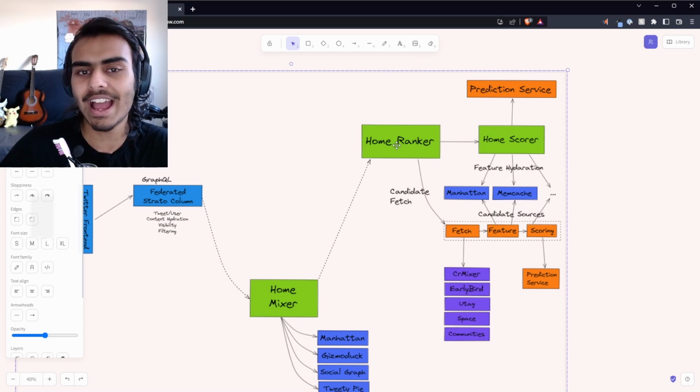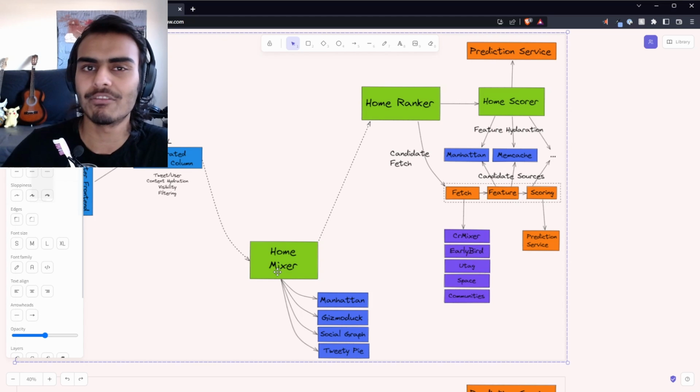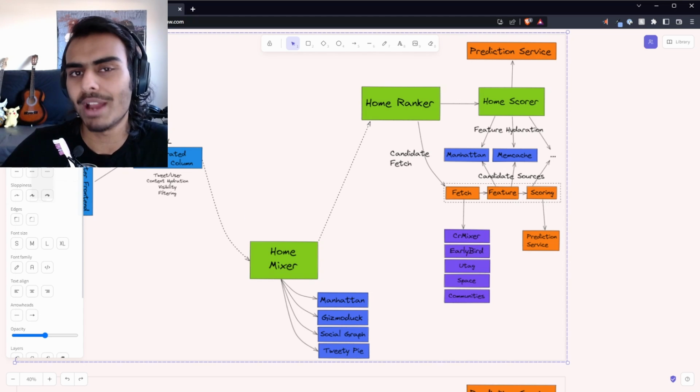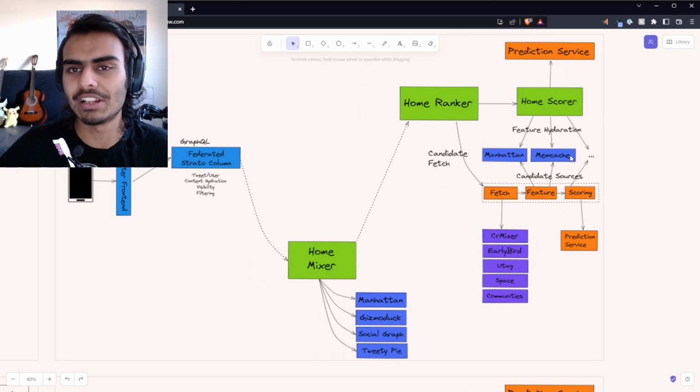Once the home ranker has all those candidates, the home mixer, like we mentioned earlier with the timeline mixer, does the same thing of mixing them up and then serving them back to the front end. I hope that kind of explains what this diagram here is trying to show.